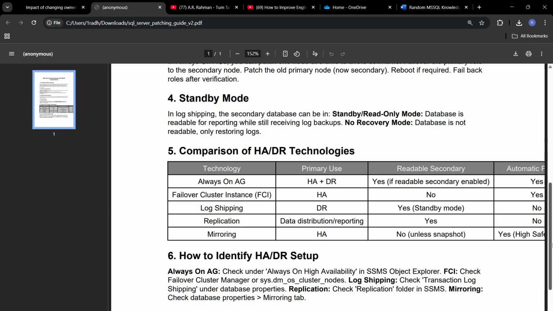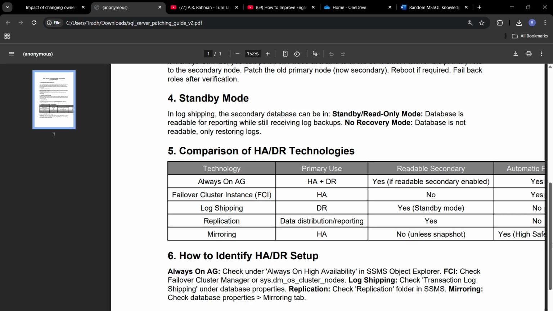The primary use is that it is highly available. Readable secondary: you can't read the secondary server in FCI because they both are in the same shared location. So you can't read the secondary until you do the failover of the primary. Okay, and automatic failover is also possible in FCI, which means failover cluster instance.